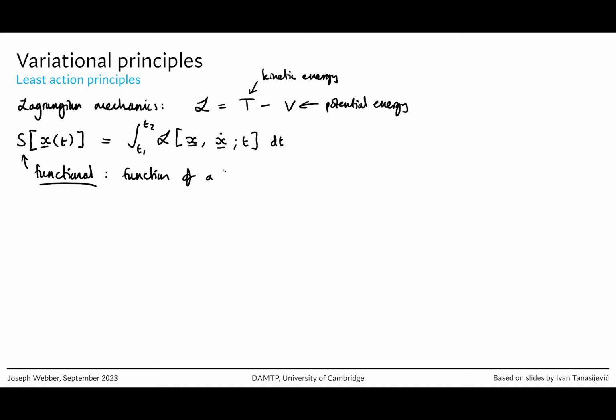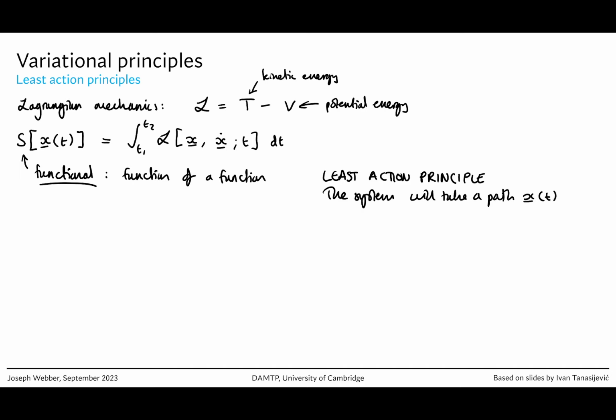And the key thing in Lagrangian mechanics is something called the least action principle. And this states that the system will take a path x of t that minimizes the action. And this is the founding thing behind Lagrangian mechanics. So how do we minimize S?